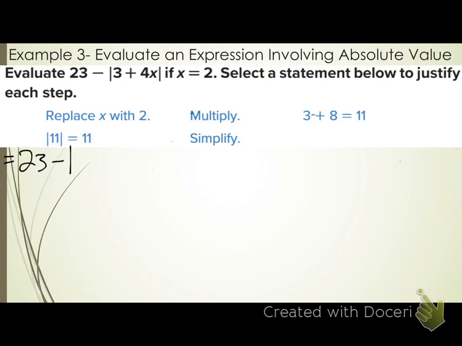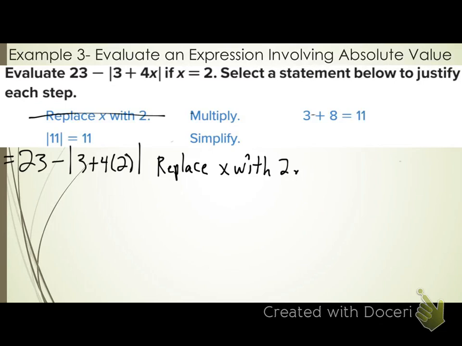23 minus my absolute value. 3 plus 4 times 2. Are we okay with that first step? What statement would justify that step? Replace x with 2. Questions on my first step? No.